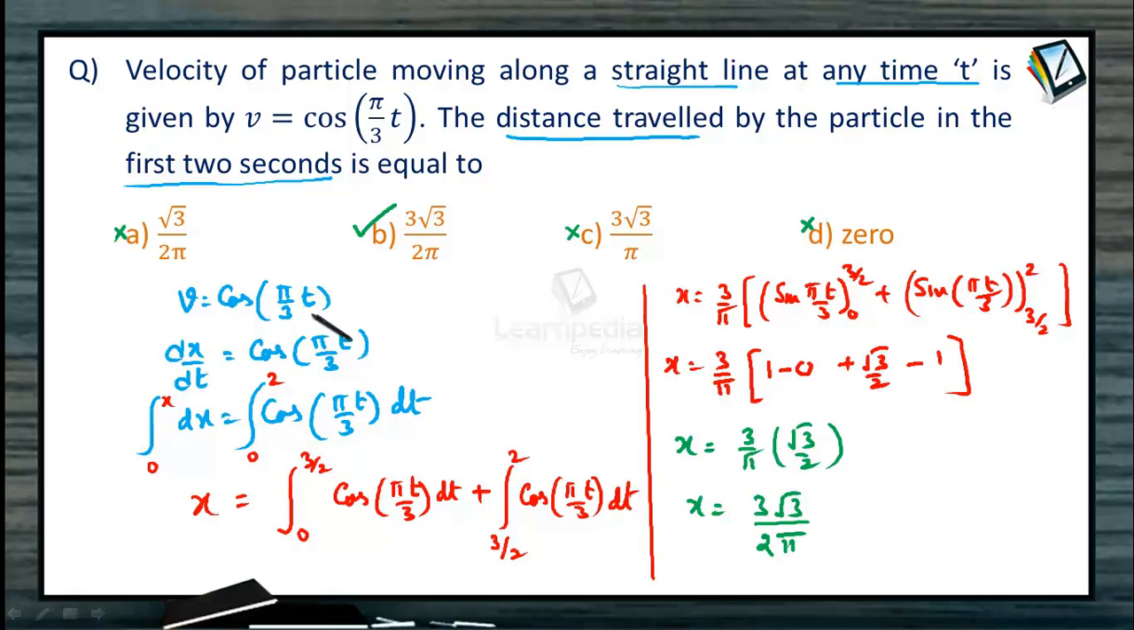So v is cos(πt/3). Now here we checked in dx = cos(πt/3) dt. So when t is equal to 3/2, at that point this becomes equal to cos(π/2), and the velocity cos(π/2) will be becoming again equal to 0.